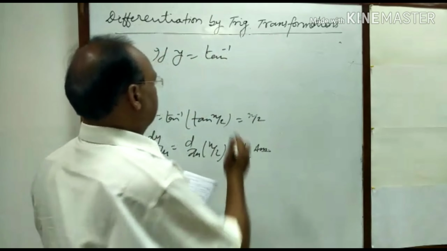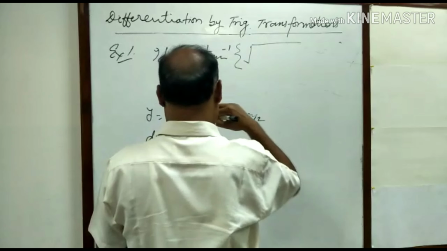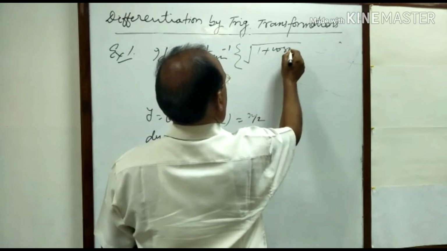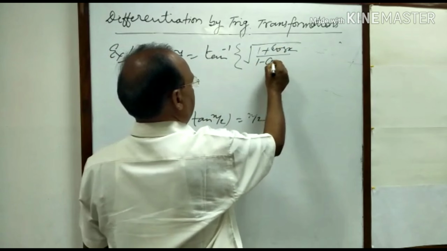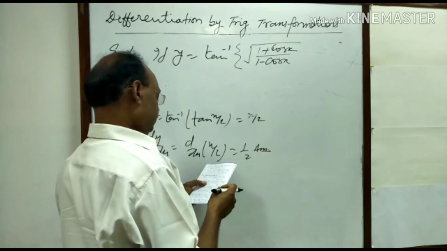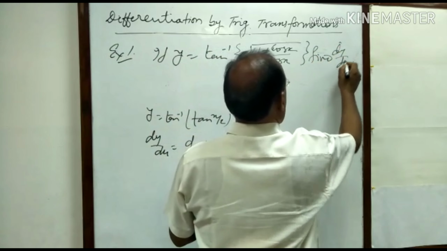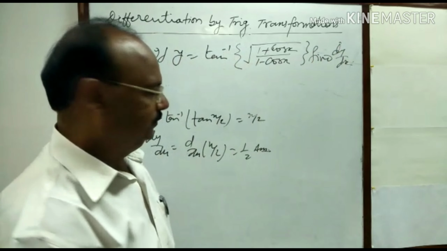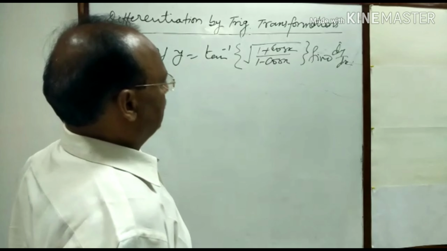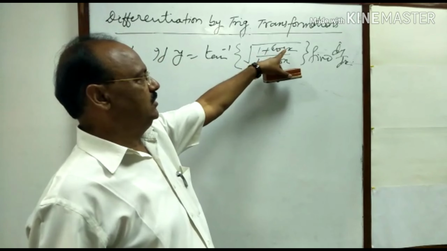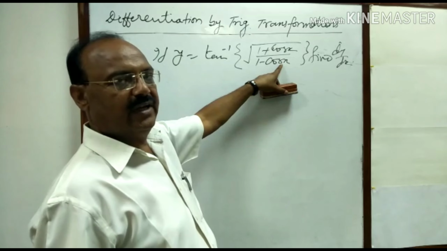If y is equal to tan inverse root of (1 plus cos x) upon (1 minus cos x), then find derivative of y with respect to x. So here we can use the formula 1 plus cos 2x is 2 cos square x, and 1 minus cos 2x is 2 sin square x.